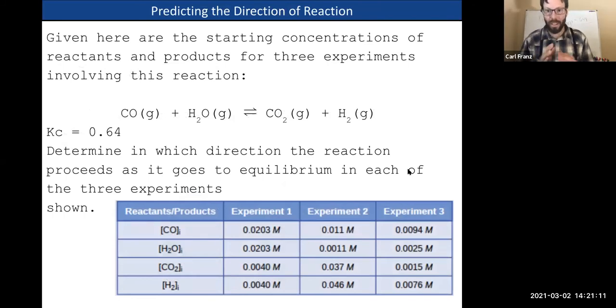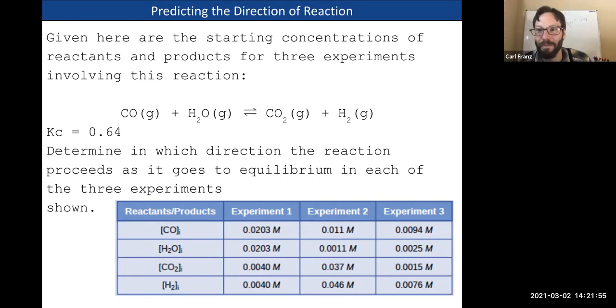Okay, so in this similar vein of doing multiple experiments, here's a problem where we're starting off with certain concentrations of reactants and products. And we have 3 different experiments for this carbon monoxide plus water yielding carbon dioxide and hydrogen. That's the reaction. The Kc, or the equilibrium constant, is 0.64. And now they want you to determine the direction in which the reaction proceeds as it goes to equilibrium in each of the 3 experiments.